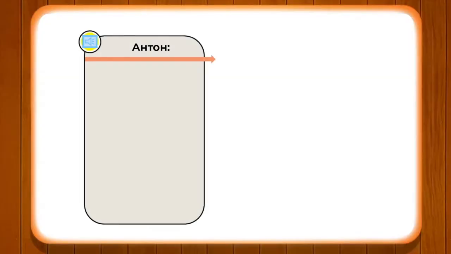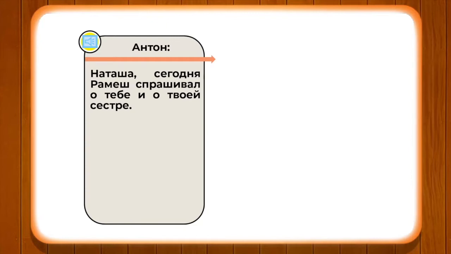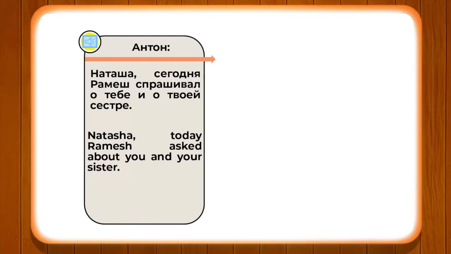Anton is asking, Natasha, сегодня Ramesh спрашивал о тебе и твоей сестре. So Anton is saying to Natasha, Natasha, сегодня Ramesh спрашивал о тебе и о твоей сестре. Natasha, today Ramesh asked about you and your sister.